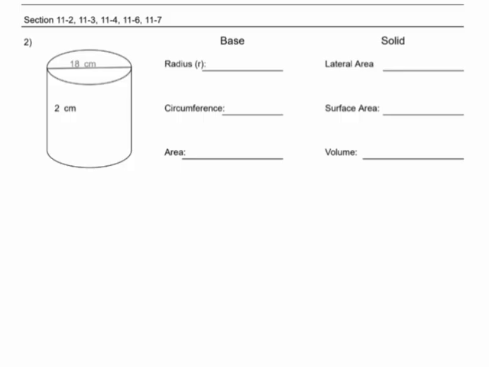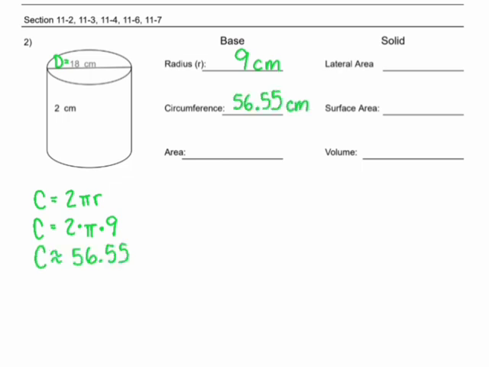Problem 2, we're going to be working with this cylinder. The diameter is 18, which means the radius is 9 centimeters. To find the circumference, we know that the circumference is 2 pi r. We know the radius is 9, so we plug that in. And with help from a calculator, we find out that the circumference is 56.55 centimeters.